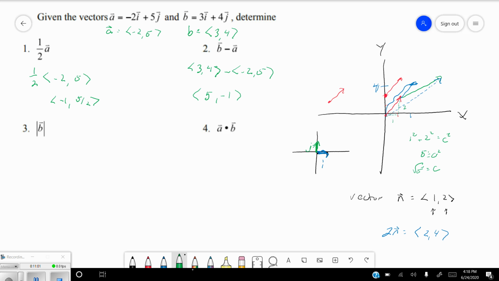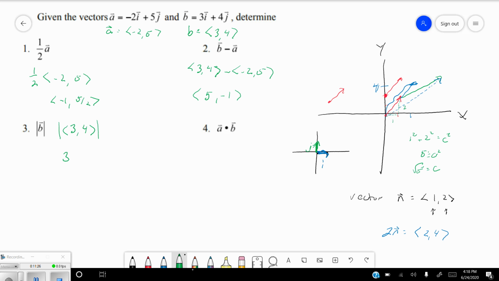So in this case, we are trying to find the magnitude of vector b. Well, let's go ahead and rewrite again what b was. So b was the vector 3, 4, and we are trying to find the magnitude of that. And the magnitude is just using the Pythagorean theorem. So really the magnitude says we're going to take the x and the y components, the 3 and the 4, and square them.